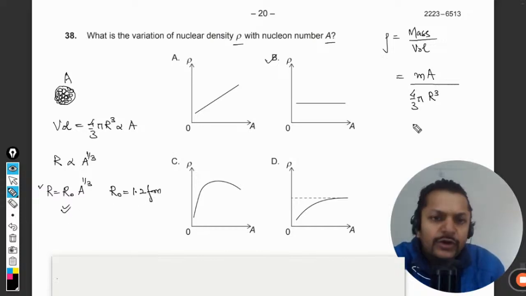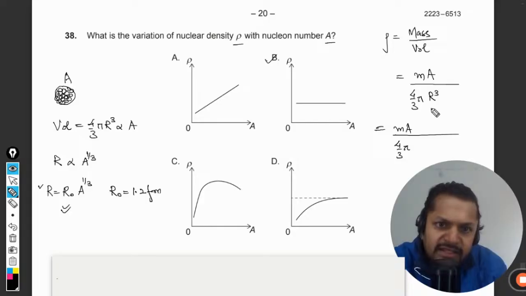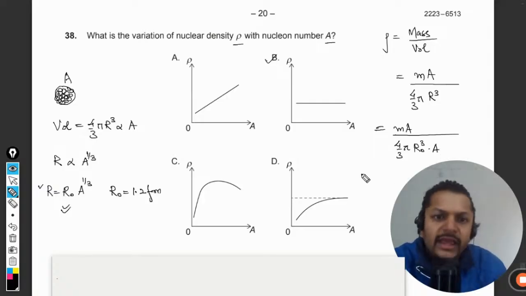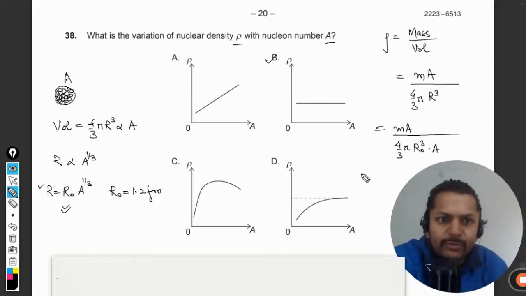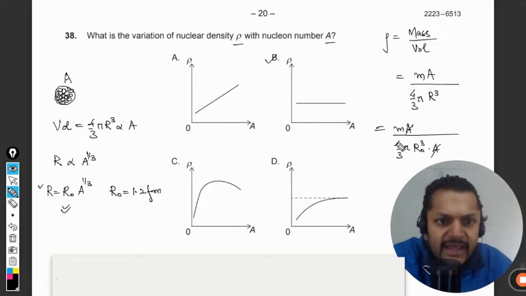So this value we are going to use here. So it will come out to be M A divided by 4 by 3 pi. This r cube can be written as r naught cube into A. So that is not a problem. I believe you can very well substitute that value there. A and A get cancelled out.